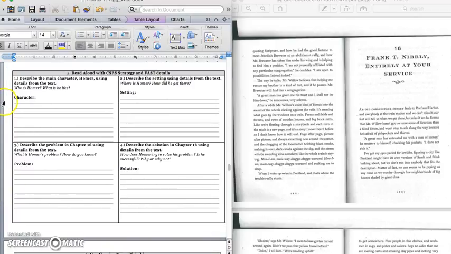Alright, we're going to be reading chapter 16 today. Open your books to page 63 because the words on the screen are pretty small. And as we're reading, we're just going to be using our CSPS strategy. And we want to know what's Homer like, where is he, what's his problem, and how does he try to solve his problem.